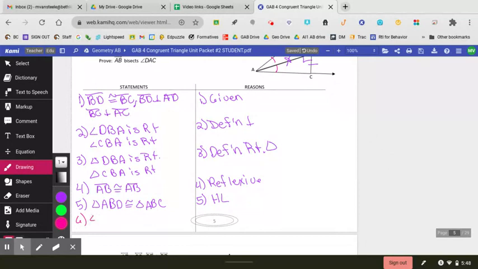So I'm going to say angle DAB is congruent to angle CAB. And that's by CPCTC. And then my next step is that AB bisects angle DAC because it's the definition of bisector. We're using it backwards here, but it's still the same thing.